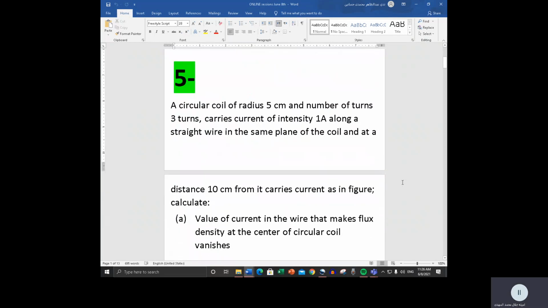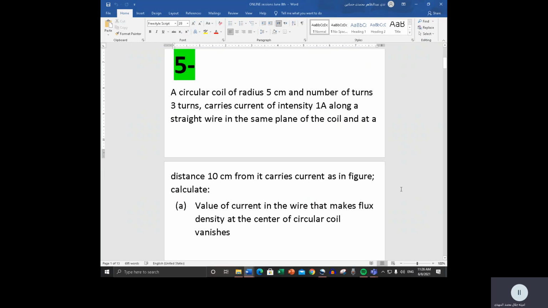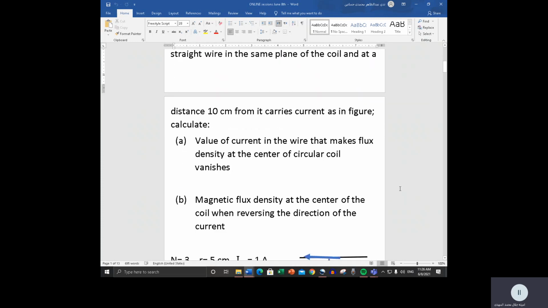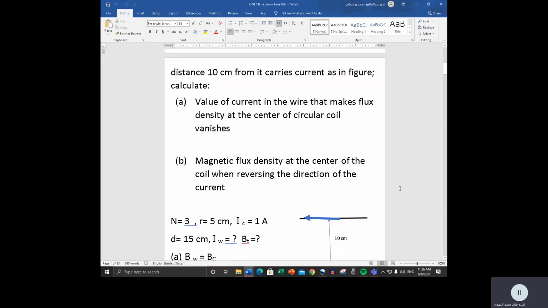A circular coil of radius 5 cm and number of turns 3 turns carries current of intensity 1 ampere. A straight wire in the same plane of the coil and at a distance 10 centimeter from it carries current as in the figure. Calculate A, the value of current in the wire that makes the flux density at the center of the circular coil vanish. B, the magnetic flux density at the center of the coil when reversing the direction of the current.